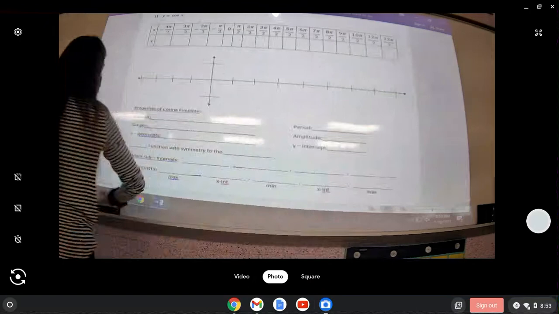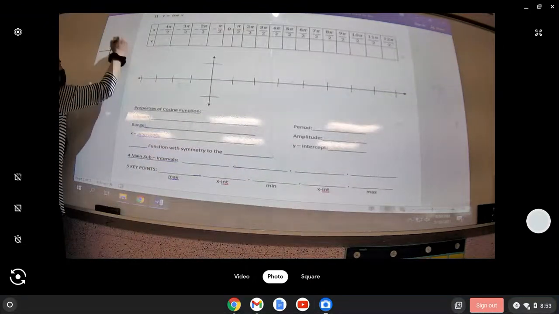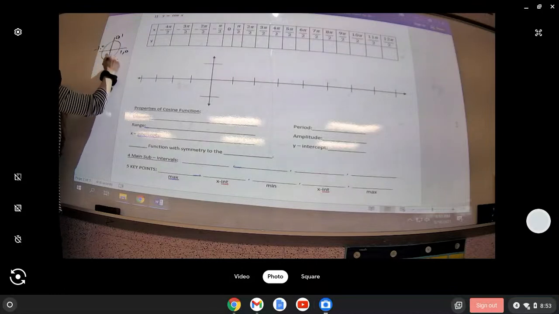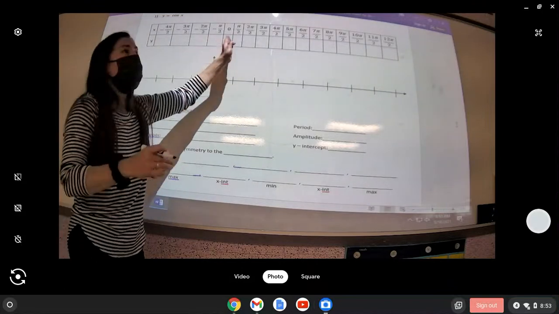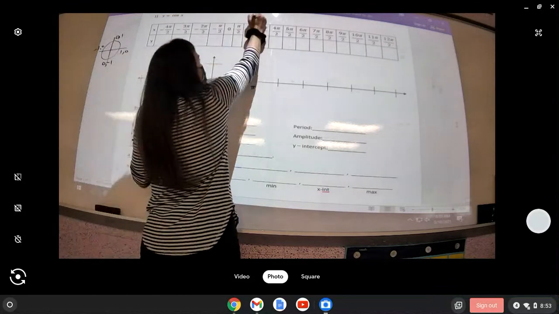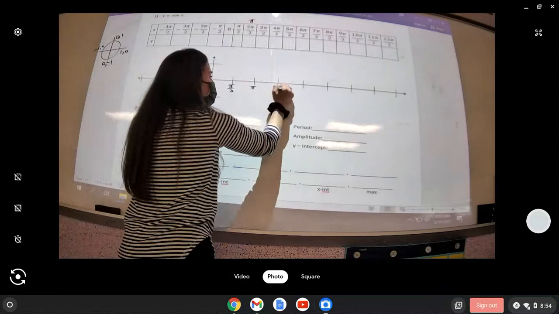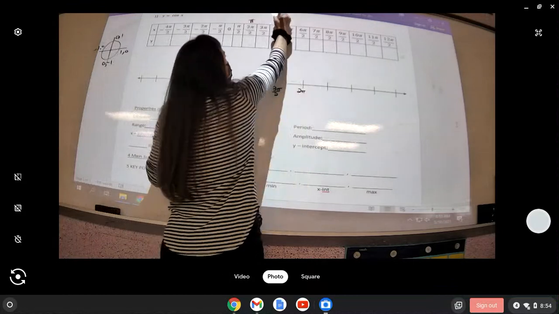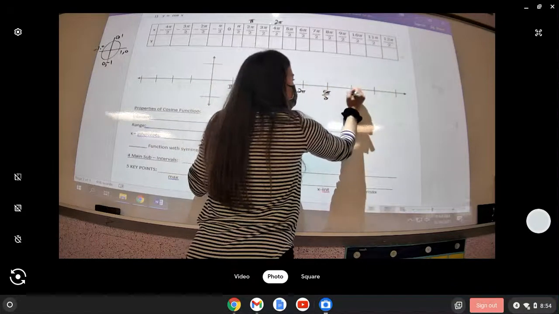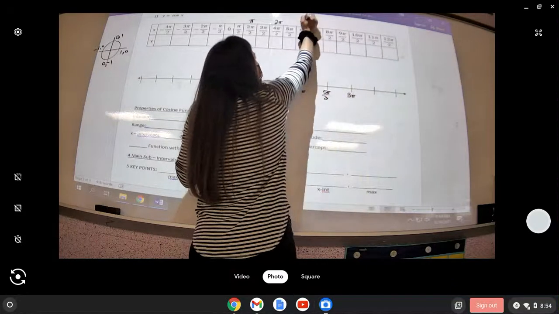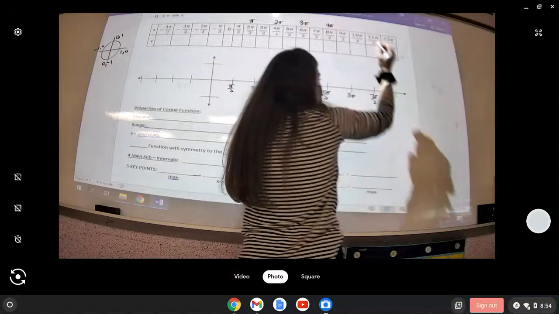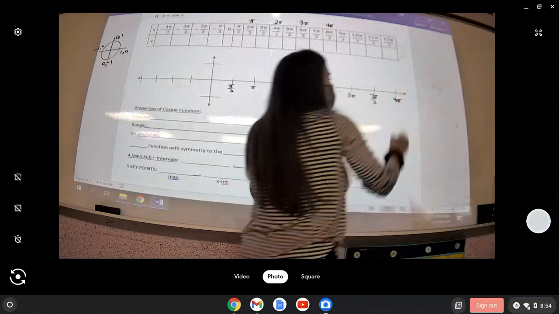All right, guys, let's graph cosine really, really quick. Let's use our unit circle. 1, 0, 0, 1. All right, here we go. Same thing. We're counting by pi's over 2. So 1 pi over 2, 2 pi over 2 is pi, 3 pi over 2, 4 pi over 2 is 2 pi, 5 pi over 2, 6 pi over 2 is 3 pi, 7 pi over 2, and then we have 8 pi over 2, which is our second complete rotation, which is 4 pi.